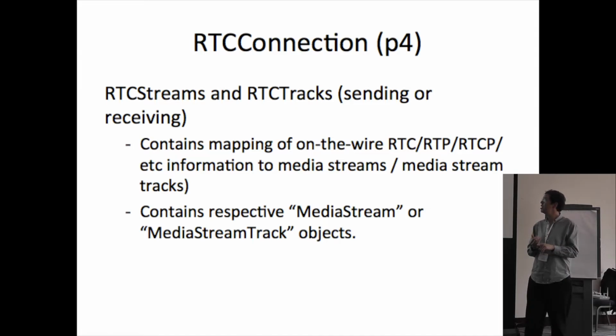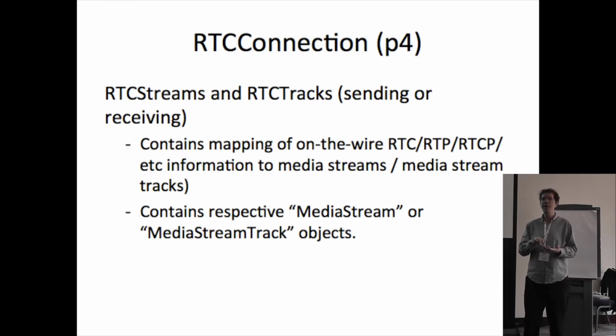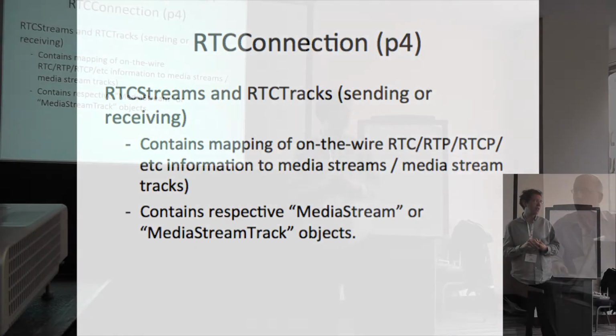So again, the RTC connection is responsible for saying which media streams and which media stream tracks go over this connection, because it represents a single point to a single point. You can also see you have RTC stream, which is a collection of RTC tracks, and RTC track represents the mapping when it comes to the on-the-wire physical RTP constructs. It's a one-for-one pairing between an RTC track and a media stream track. Too many terms going on in my head. Okay, but RTC track and RTC stream represent the on-the-wire mapping of what's happening in the RTP layer.